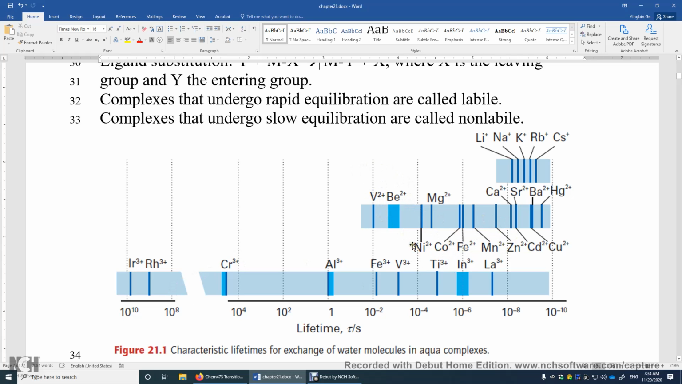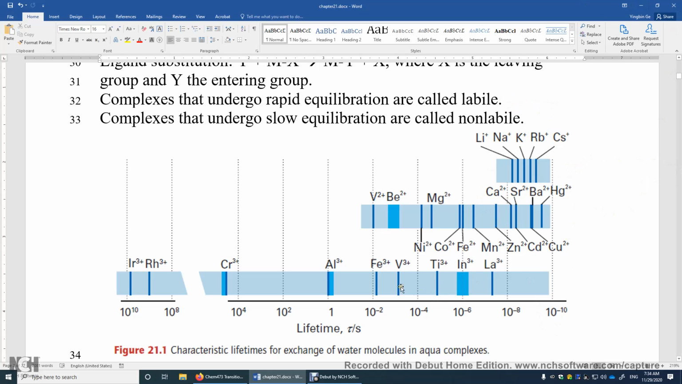They are moderately labile with a lifetime in this range for those 3d transition metal ions with 2+ charges. From manganese 2+ over here, roughly 10 to the power of -7 second, to vanadium 2+ over here, about 10 to the power of -2 seconds. The ligand exchange is relatively fast, although not as fast as these ions, but still pretty fast.